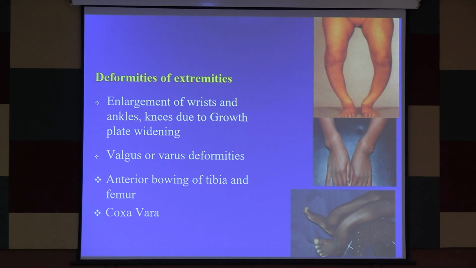Coxa vara is a similar finding in the hip. The neck is in varus. So the hip joint could be affected. The tibia could be bowed. And if you examine the child, since I told you the metaphysis is widened, the ends of the bones are widened. So you get the wrist joint and ankle widened. This is not normal, this is widened.